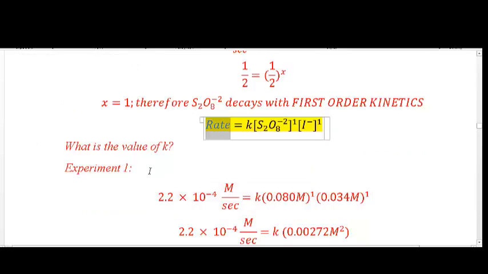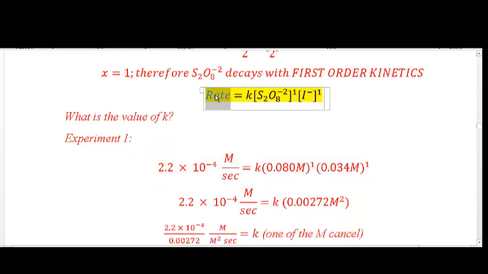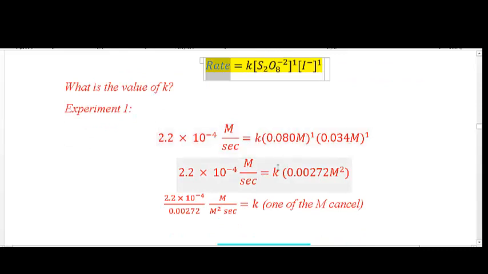Getting the value of k, I'll just pick experiment 1, plug in that rate for experiment 1, plug in those concentrations for experiment 1. The exponents are both 1, and I solve for k. I have to be very meticulous and careful about my units here. Since this is to the power of 1, and that's to the power of 1, I get 0.080 M times 0.034 M, which I got from the data table. So the final unit is going to be M squared.